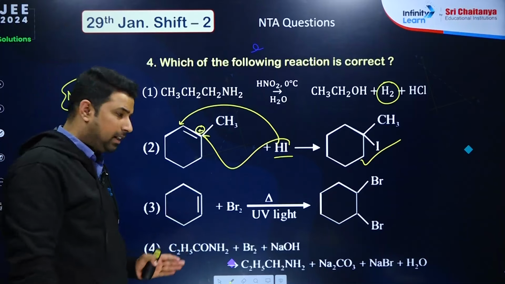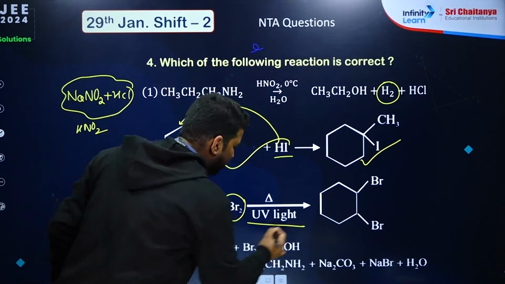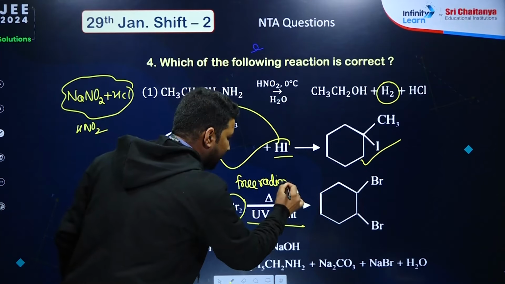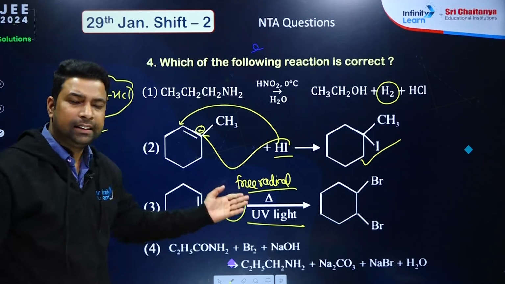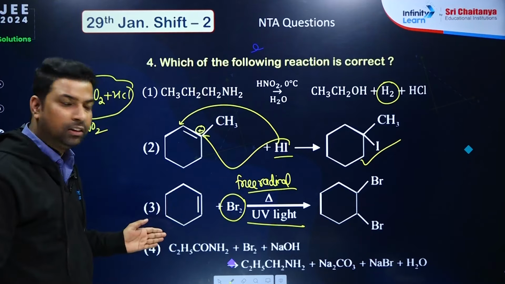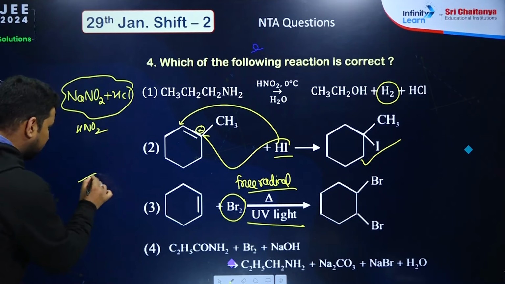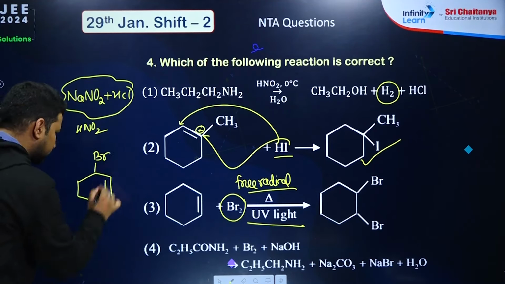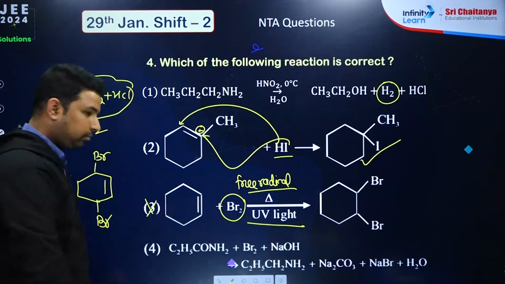But in the third case, you can see Br2 under the influence of sunlight. It is a free radical mechanism. And free radical does not have the tendency to attack on the double bond. It attacks on the allylic position. So the possible product will be this one, not that one. So it is also incorrect.